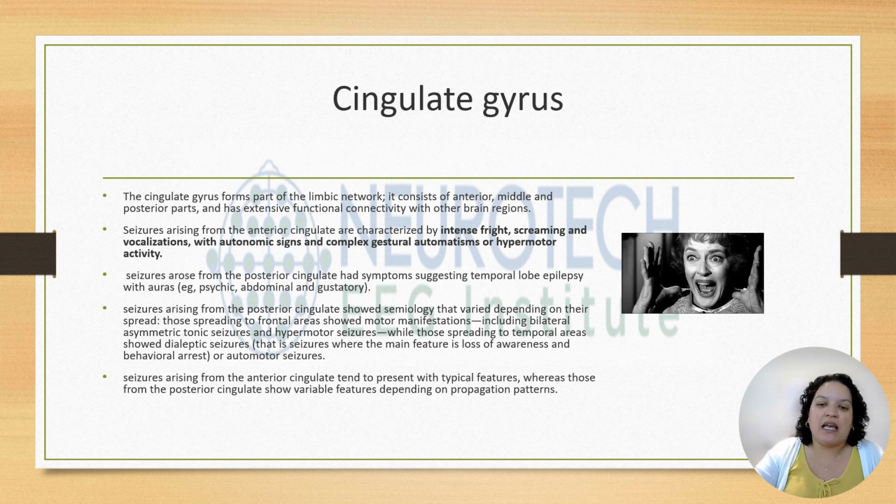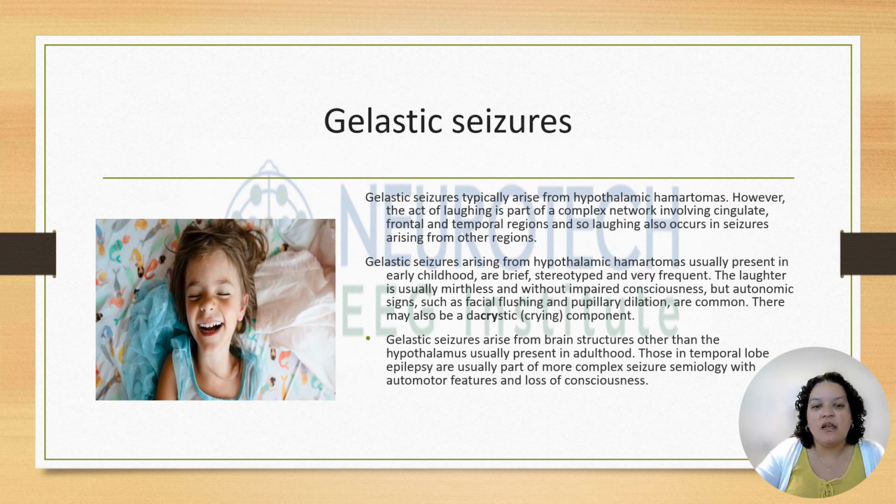It can present like looking more like frontal seizures or temporal seizures. And seizures arising from the anterior cingulate tend to present with typical features, whereas those from the posterior cingulate show variable features depending on propagation patterns. So we have gelastic seizures. Since we talked about the hypothalamus, gelastic seizures typically arise from hypothalamic hamartomas, which are like tumors in the hypothalamus.